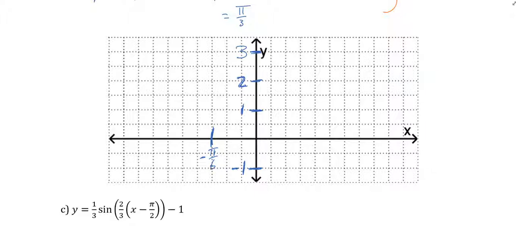So pi by 6, 1, 2, 3, 2 pi by 6. What is 2 pi by 6? Pi by 3. And that was our start, negative pi by 3. 1, 2, 3, pi by 6. 1, 2, 3, positive pi by 3.